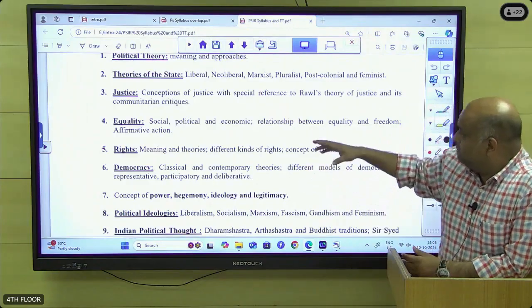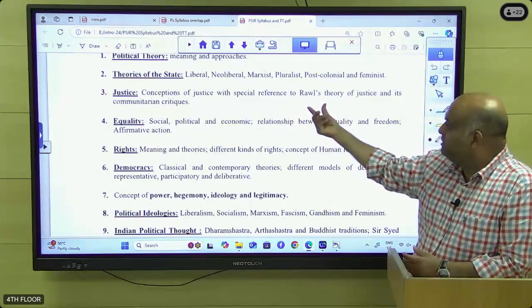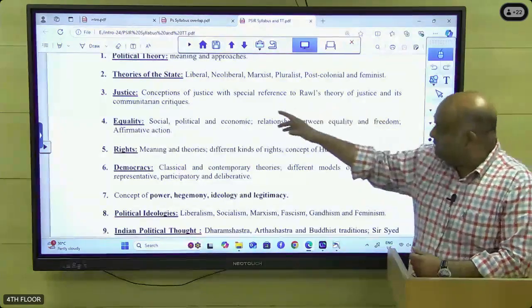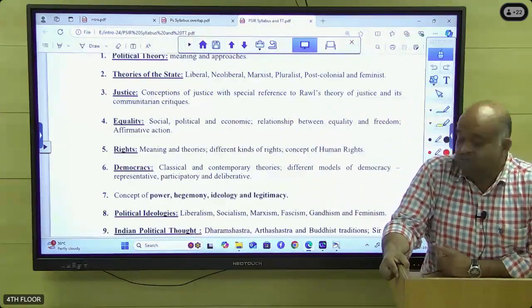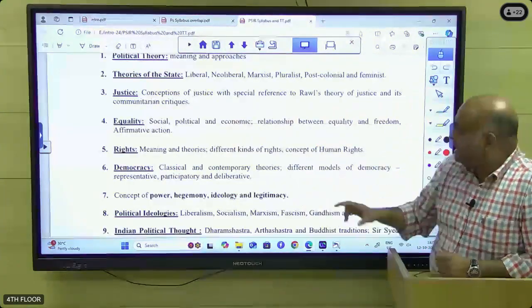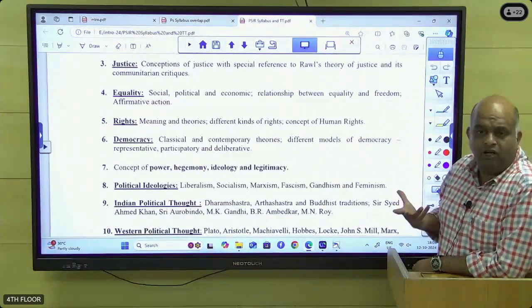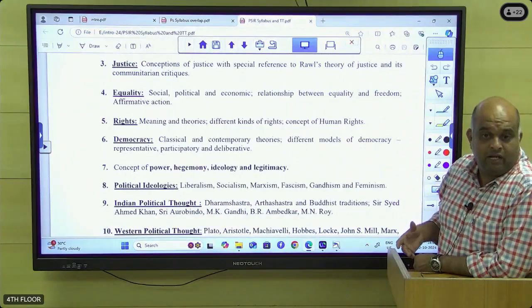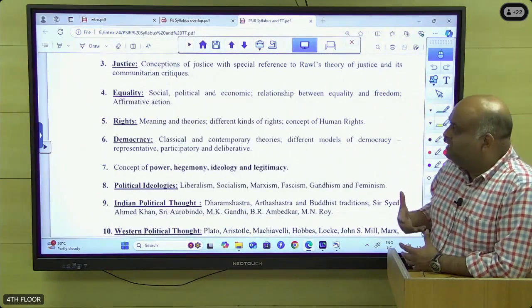And then the conception of justice, with special reference to a particular thinker named John Rawls. John Rawls has proposed one idea of justice, and he has been criticized by a group of people called communitarians. So these things we'll be reading in chapter 3. And chapter 4, equality. What do you mean by equality? No definition is there. Or even you can argue there is nothing called equality.